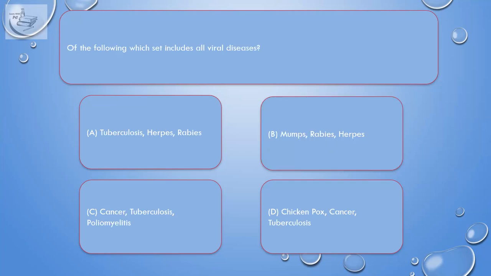Question: Of the following, which set includes all viral diseases? A. Tuberculosis, herpes, rabies. B. Mumps, rabies, herpes. C. Cancer, tuberculosis, poliomyelitis. D. Chickenpox, cancer, tuberculosis. Correct answer is B. Mumps, rabies, herpes.